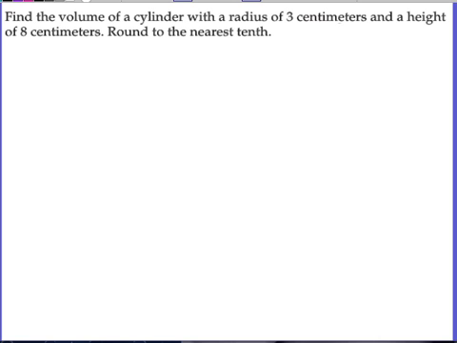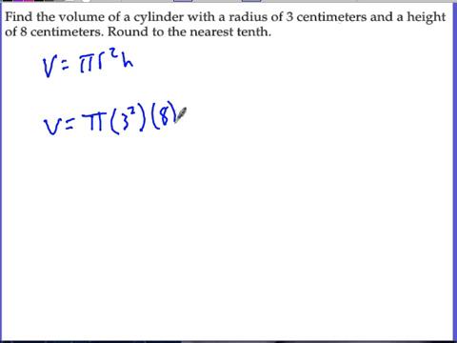All right. Next, we just have words this time. The formula doesn't change though. Volume equals pi r squared h. So find the volume of a cylinder with a radius of 3, so 3 squared, and a height of 8. The answer is 226.2 centimeters cubed.